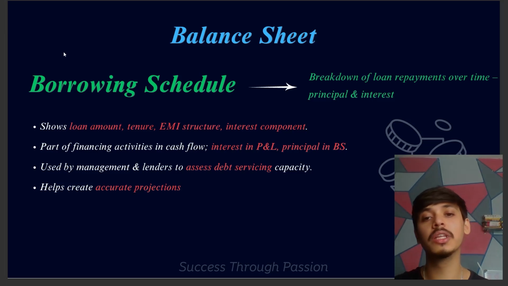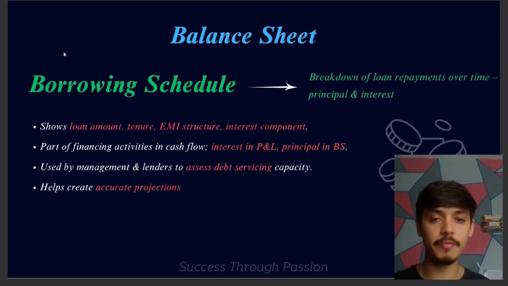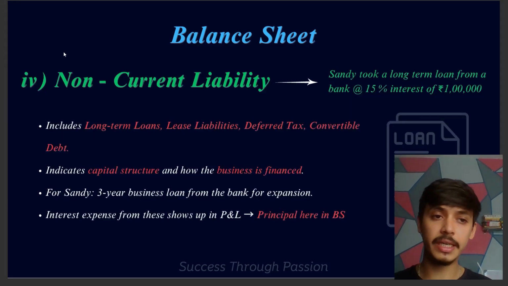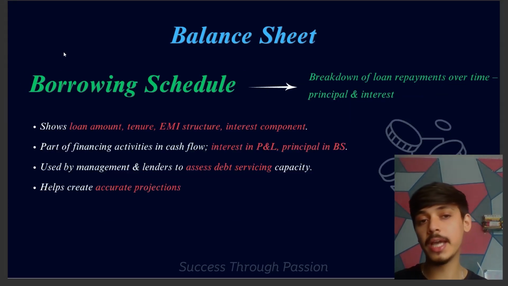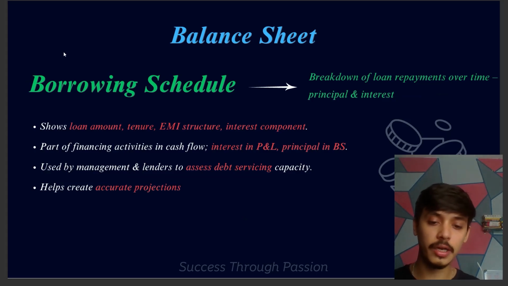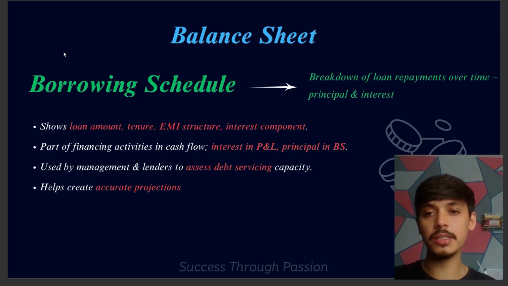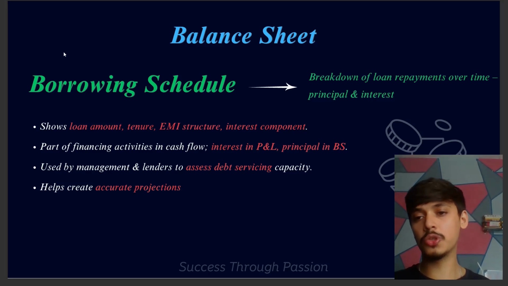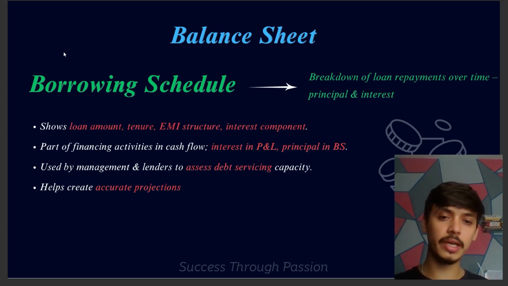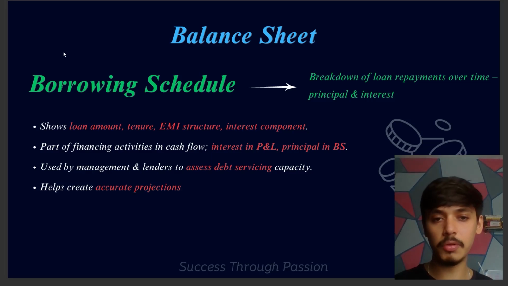So as we understood in the previous module on the P&L statement, interest on a loan can be of two types. One is flat interest, one is reducing balance. The loan amount that Sandy has taken over here, which is at a 15% interest rate on 1 lakh, we have shown as a flat interest rate. To understand reducing balance, when we model for the next 3 years, we will understand how the reducing balance interest rate is calculated. So for now, let us come to the borrowing schedule. It shows loan amount, tenure, EMI structure, interest component. So that we will see when we model it.